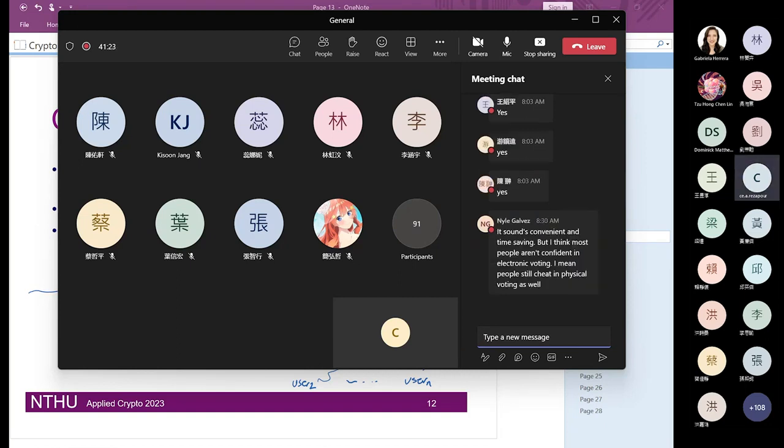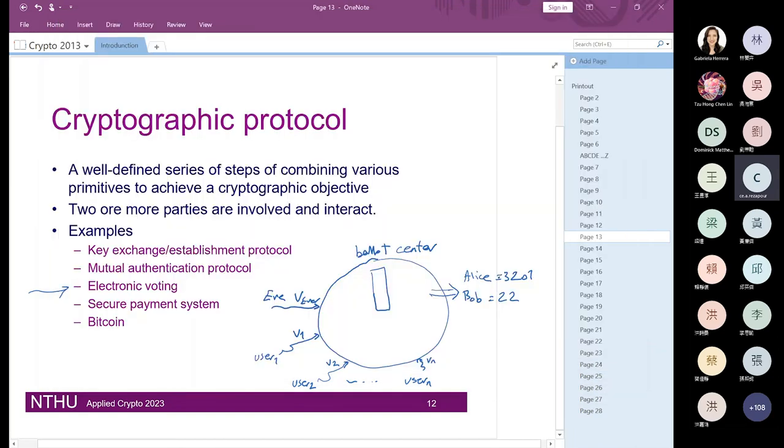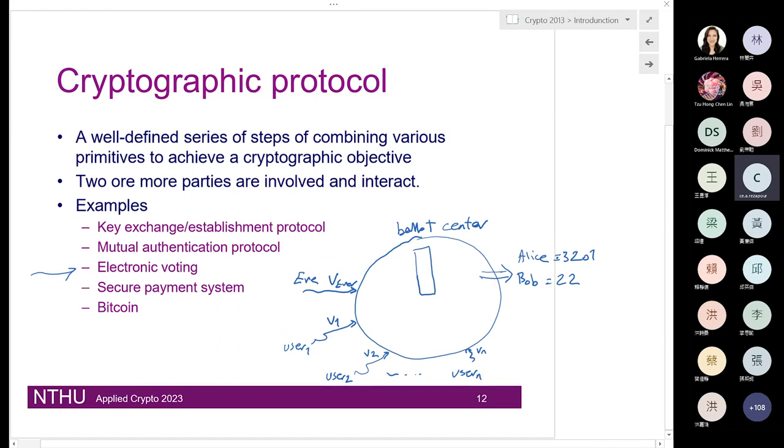It sounds convenient and time-saving, but I think most people aren't confident in electronic voting. I mean, people are still cheating in physical voting as well. Yes, there are things like that that happen, unfortunately, in the physical world too. I mean, I should say in the not physical one, the real world. So let's see what other concerns we can have here.